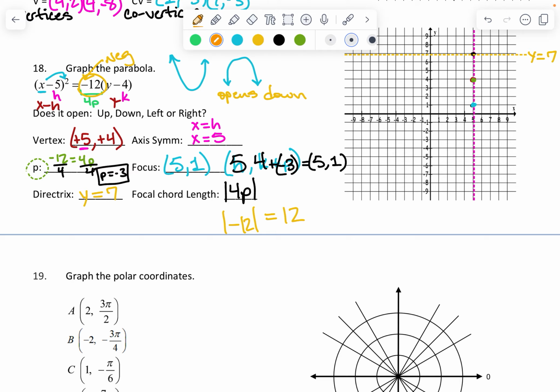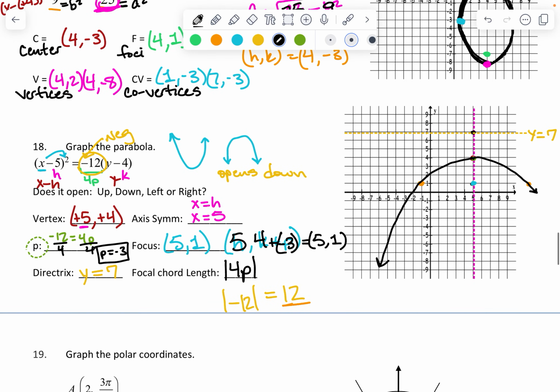Now, what does that mean? It means when you go through this focus, the line that goes through it is going to have a total length of 12, which means I can count 1, 2, 3, 4, 5, 6, and that's one of my points on my parabola. And then I can actually go 6 the other way. 1, 2, 3, 4, 5, 6. I know I kind of get off of the grid there. And then lastly, now that I've got all this plotted, I can just create my smooth curve that crosses through the vertex and the points at the end of the focal chord, and that gives me my parabola.